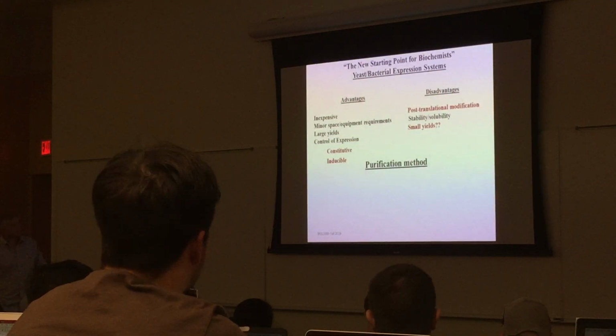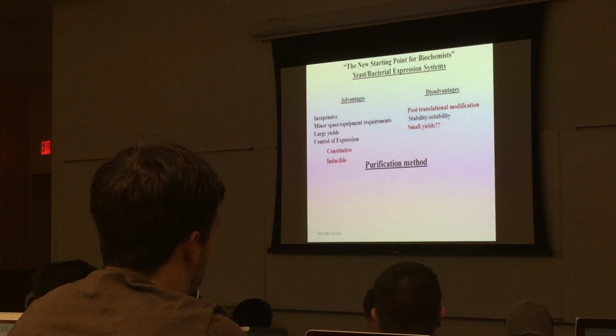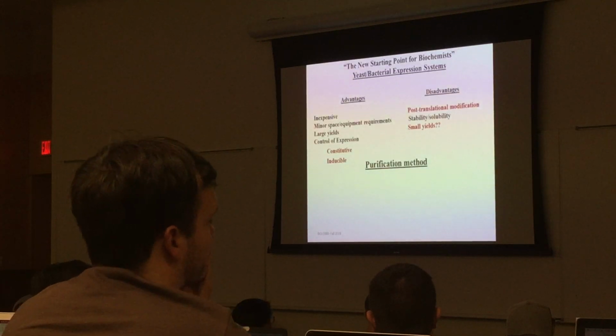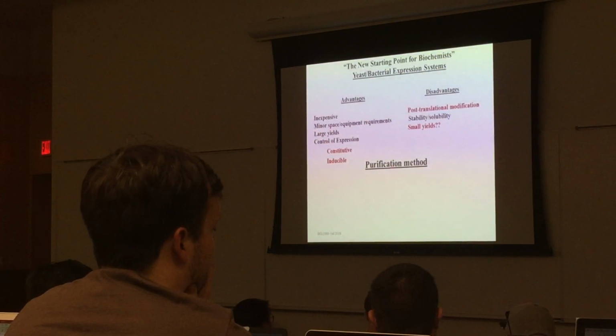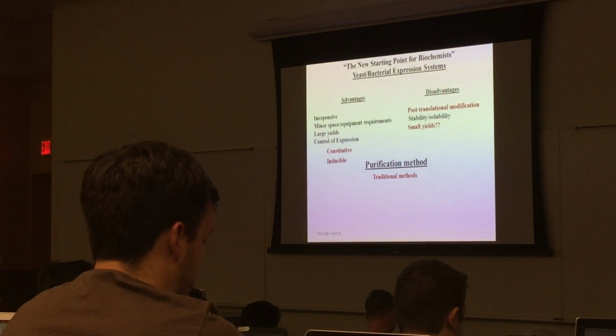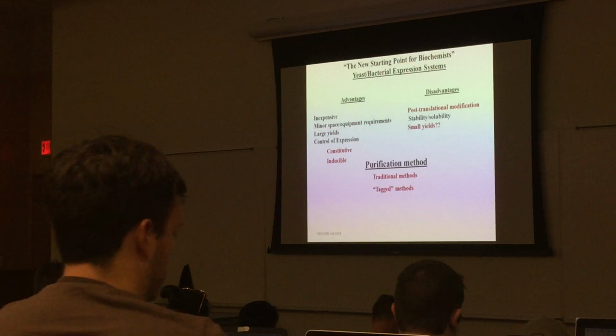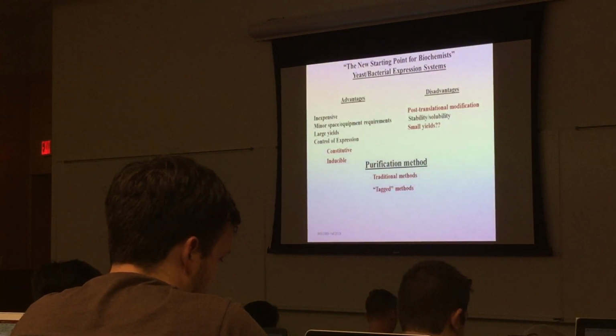So there are some disadvantages to this, but most of the time we're going to be using yeast and bacterial expression systems. And once we are expressing them in yeast and bacteria, we have to have a way of breaking them open. We'll talk about that on the next slide. But in the meantime, there's got to be some type of purification method. And so we used to use traditional methods. And we'll talk about some of those traditional methods today. But nowadays, almost always, biochemists use tag methods. The tag that we're using is the His6 tag.